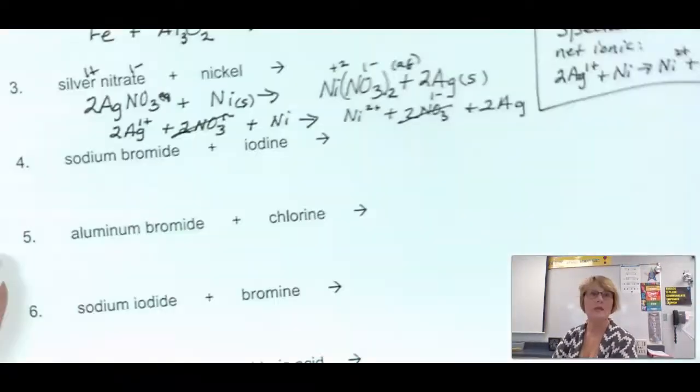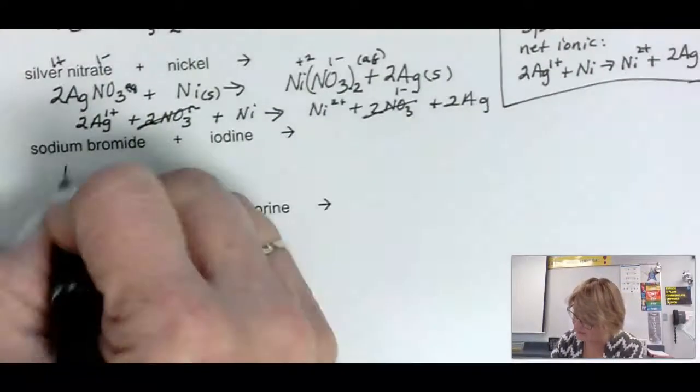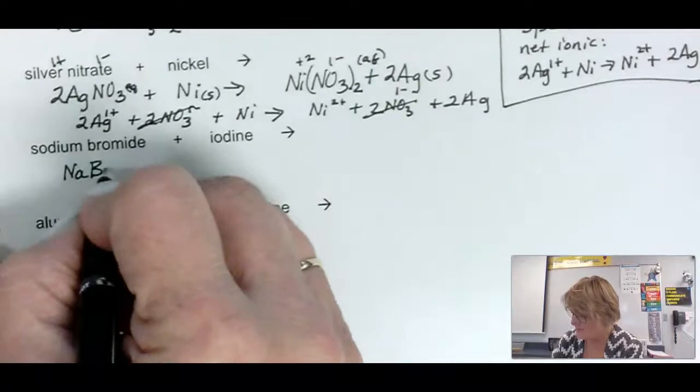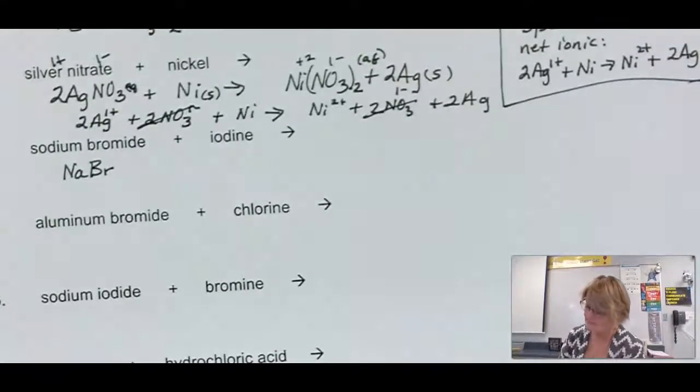Okay, I'm going to do one more real quick. So we'll go ahead and do sodium bromide. So sodium is Na, bromine is Br, sodium is a +1, bromine is a -1.